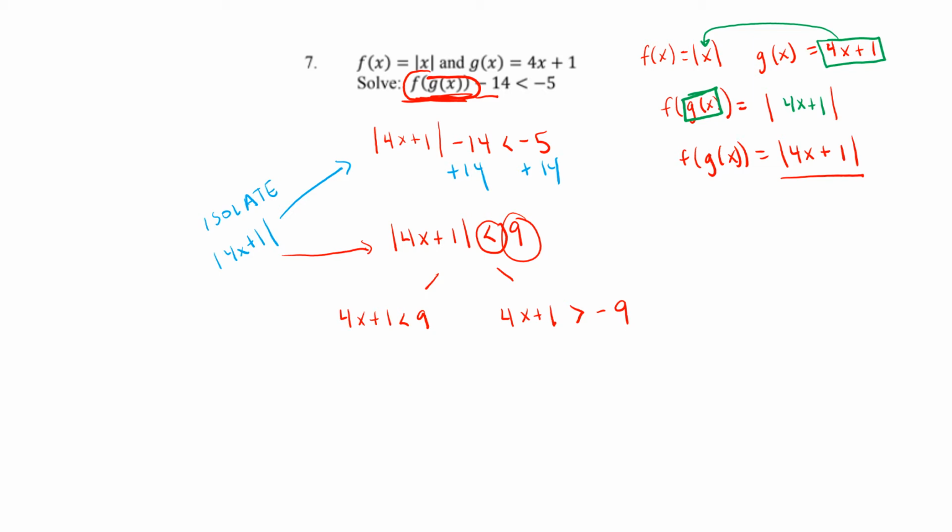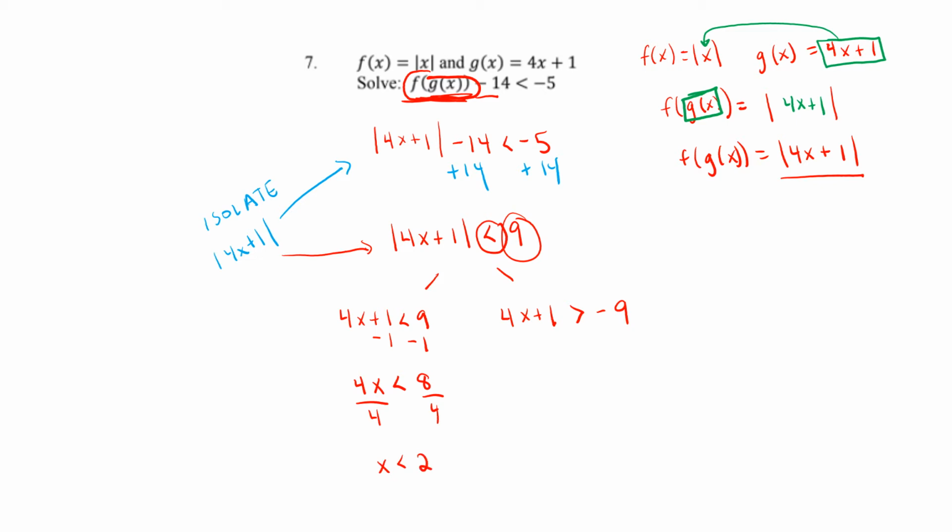From this point, you're solving for x, right? So just take it one at a time. I'm just going to go minus 1, minus 1. We go 4x is less than 9 minus 1 is 8. We don't flip the inequality there because that's not multiplying or dividing by a negative. That's the only time you flip the sign. Divide by 4, and we go x is less than 2.